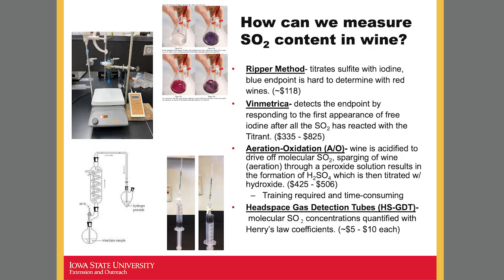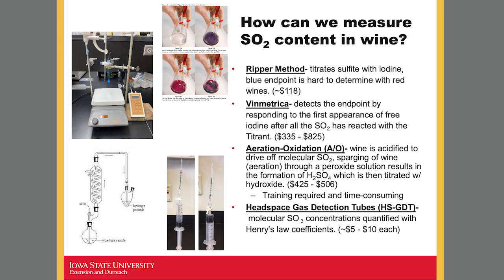So how do we measure free and total SO2 in your wines? There are a lot of different methods. The first one is the Ripper method, and that's a really old method that is using titration with iodine. The negative aspect of that method is for red wines, because it's using a blue endpoint. For red wines, it might be challenging to see that change of color. So it can lead to underestimation or overestimation of sulfur dioxide concentration with this method. But it's a pretty quick and easy method using a titration.